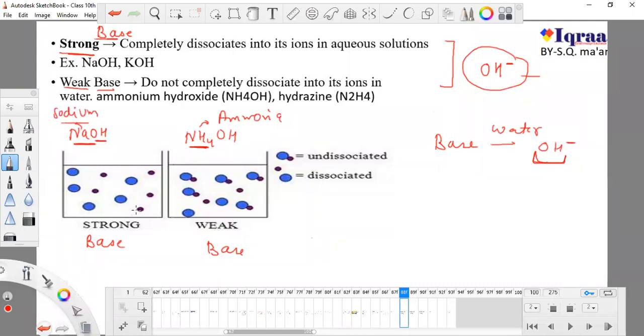Now come to the point that this strong base, this blue part, this is the Na part, and it releases its OH part. This part is released in water, so its OH part is released.